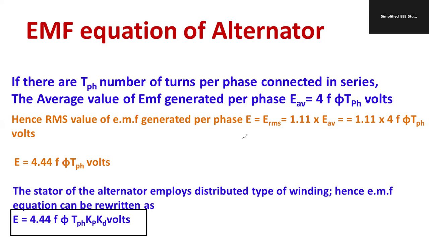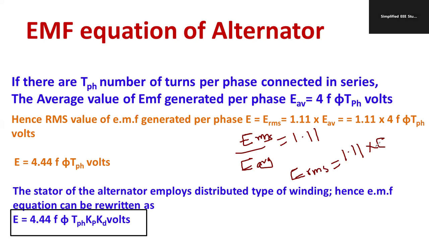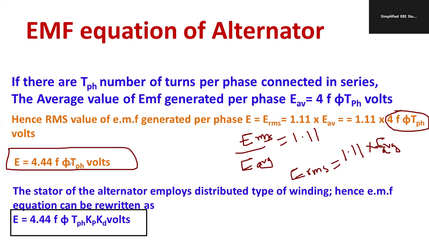So remember that you know one equation. Form factor is nothing but E RMS value by average value. Form factor is nothing but 1.11. Therefore, E RMS can be written as 1.11 into E average. Therefore, 1.11 into the remaining value for F5 into T phase. So ultimately, what I will get is I need to multiply 4 into 1.11. So the result is 4.44 F into 5 into T phase volts.